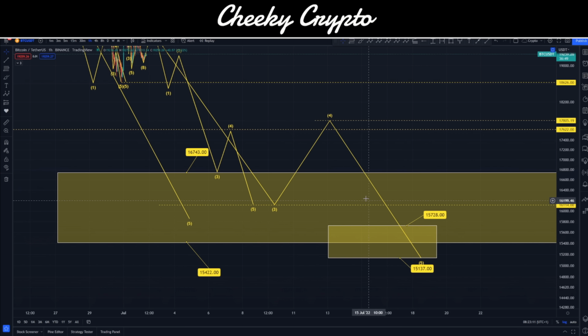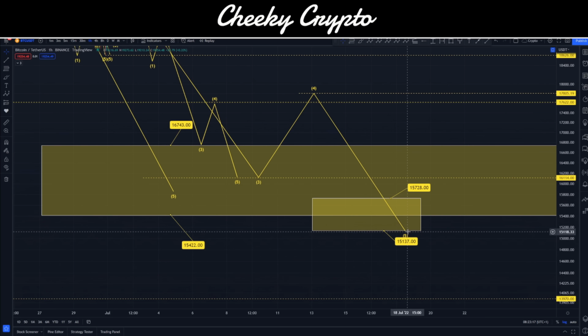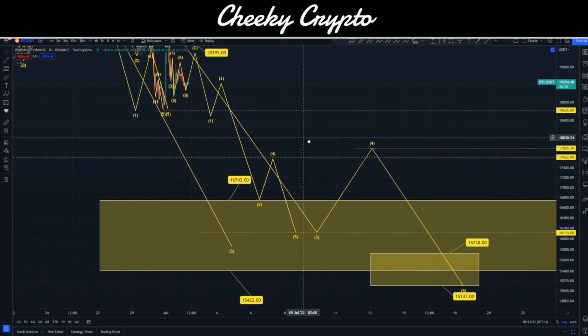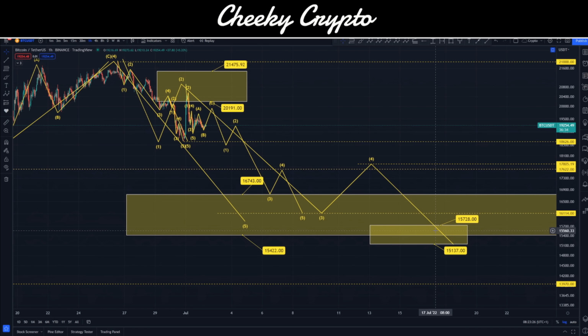15,728. However, this is obviously all subject to change based on how deep our wave 3 goes, how high our wave 4 goes, and of course how much of an overextension, if any, we get within our wave 5. But it gives us a bit of a ballpark figure to be thinking about what is actually going on with this structure, what we would expect to happen next.